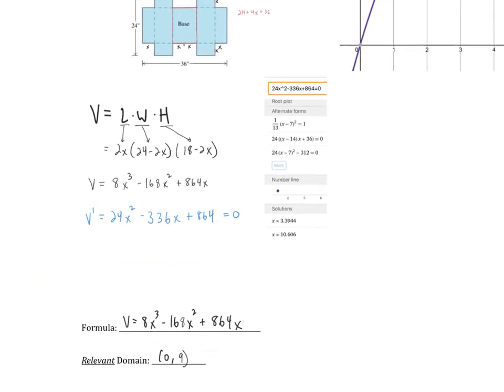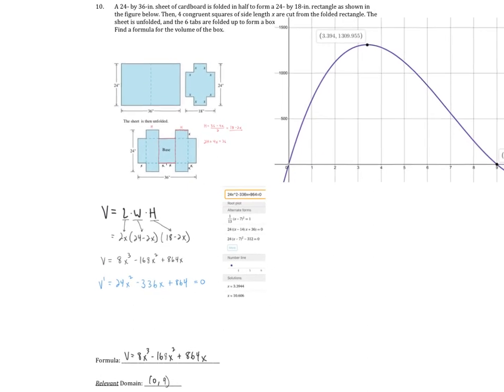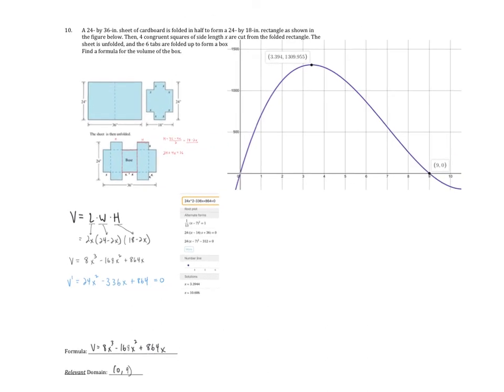So I did that in Wolfram Alpha. I just typed in that equation equals 0, and these were the two zeros. 3.394 is the x coordinate that we got. I think there was another minimum if you looked at the graph, right around here, a little bit more than 10, and that makes sense. The other critical value is really a minimum of the whole function over here, but we're not interested in that part because it doesn't make sense in the context of this problem.